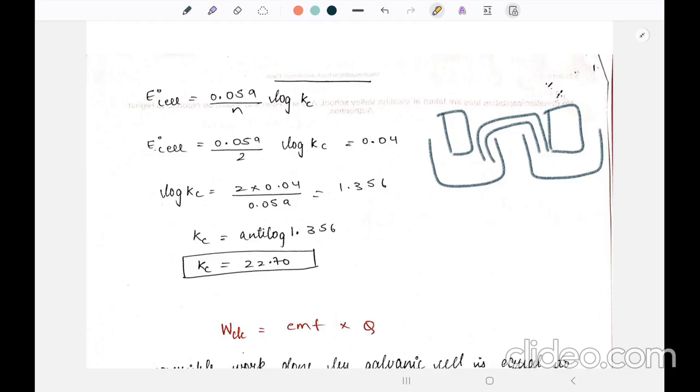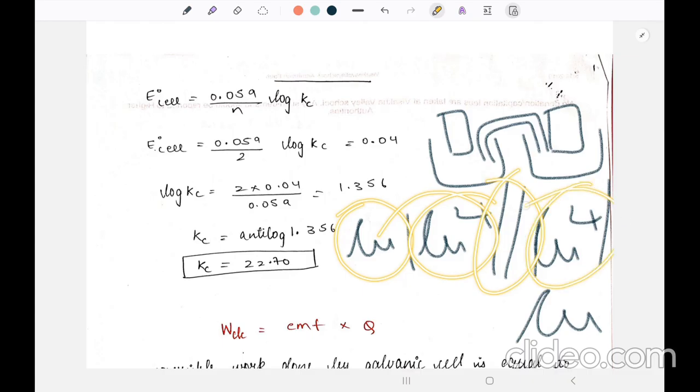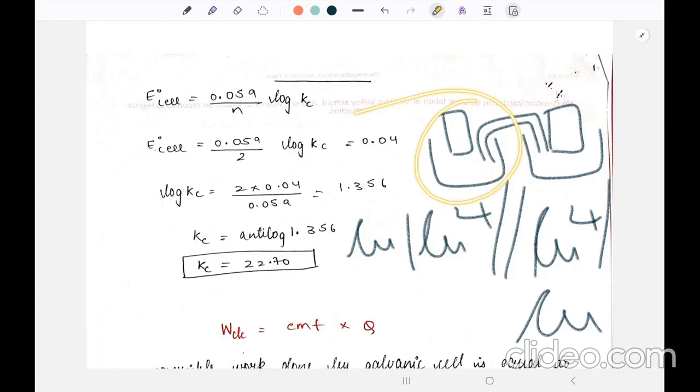An example is the copper ion concentration cell. The cell representation can be written in this form: Cu / Cu2+ || Cu2+ / Cu, where the double line is the salt bridge. Here the electrode placed in high concentration acts as the cathode and the one in low concentration acts as the anode. So this is the whole construction of concentration cells.